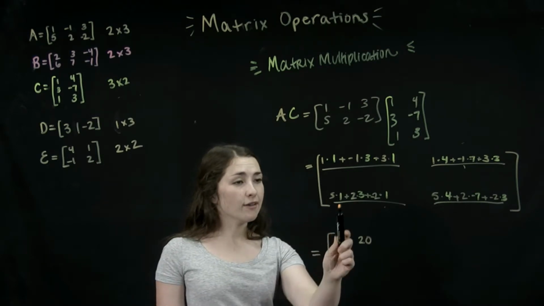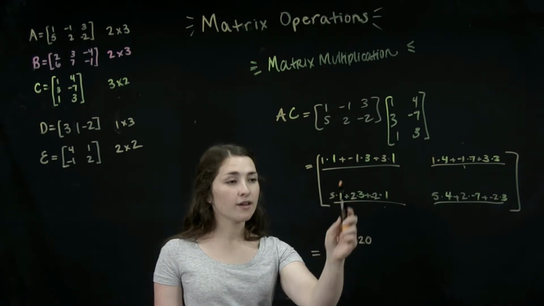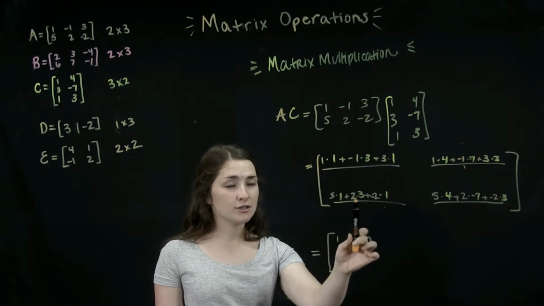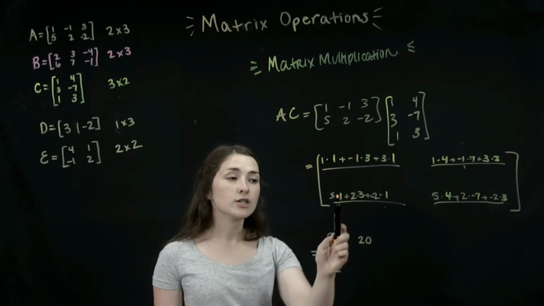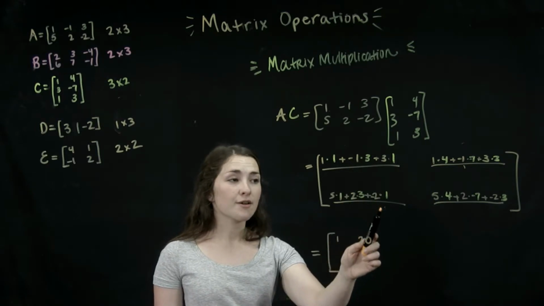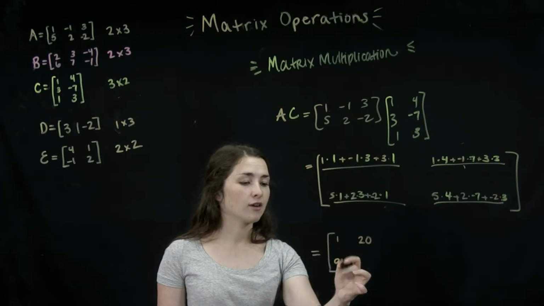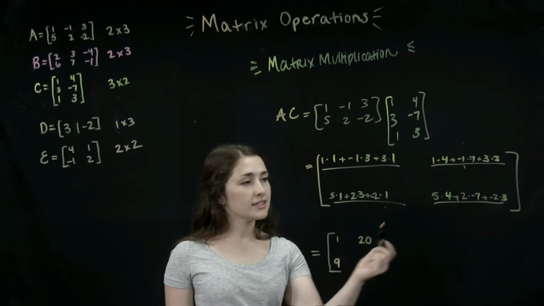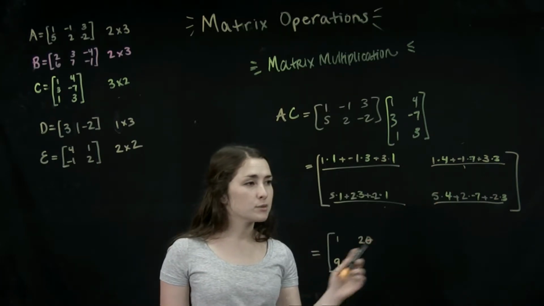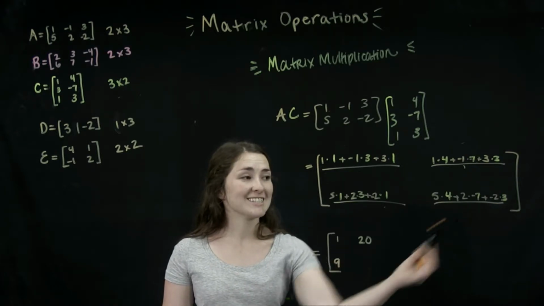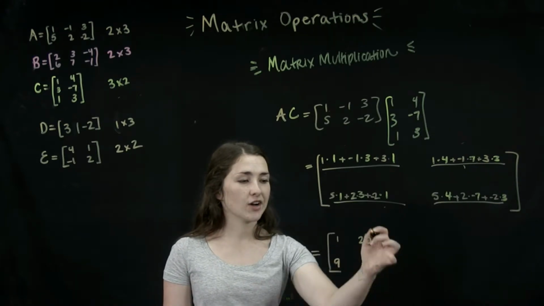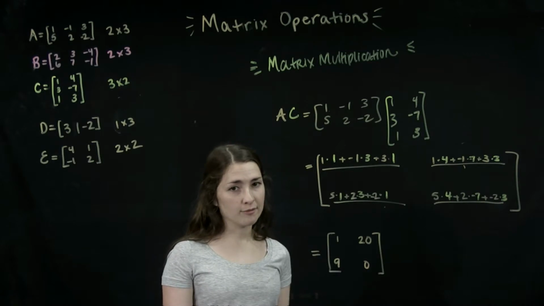So we have 5 times 1, which is 5, plus 2 times 3, 6, plus negative 2 times 1, which is negative 2. So we have 5 plus 6 minus 2, so we're going to have a 9 right there. And then you're going to take our last entry here. 5 times 4 is 20, minus 14 minus 6 is going to give us a 0. So this is our final matrix here.